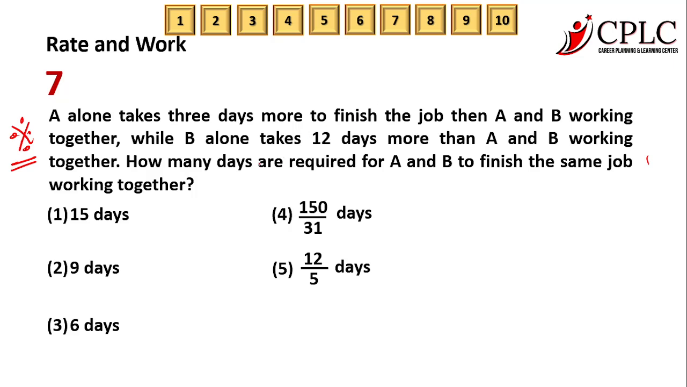So they have said A alone takes 3 days more to finish a certain job than A and B working together, which is very obvious because if they work together, they will take less time. And if the same job A is working alone, then he will take slightly more time. So that's what is given. A takes 3 days more than A and B working together. This part is important.